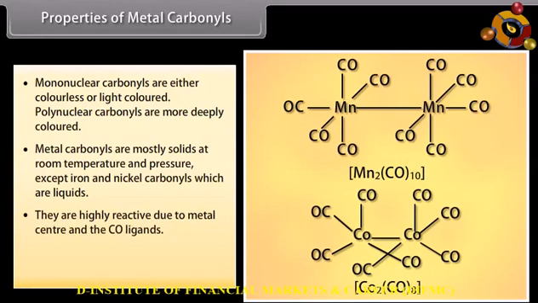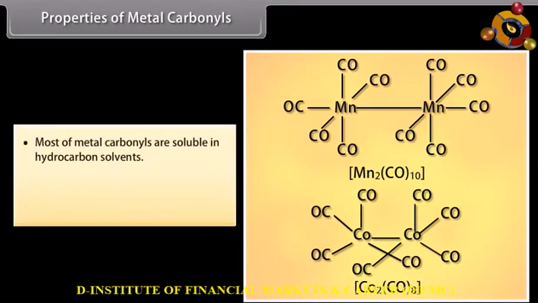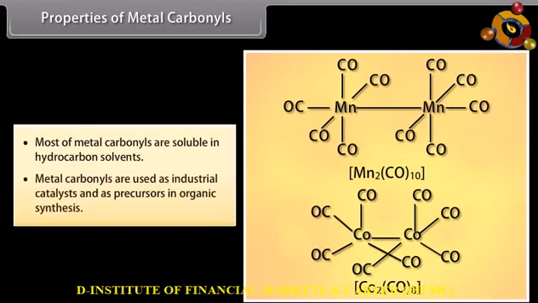They are highly reactive due to the metal center and the CO ligands. The mononuclear carbonyls are volatile and toxic. Most metal carbonyls are soluble in hydrocarbon solvents. Metal carbonyls are used as industrial catalysts and as precursors in organic synthesis.